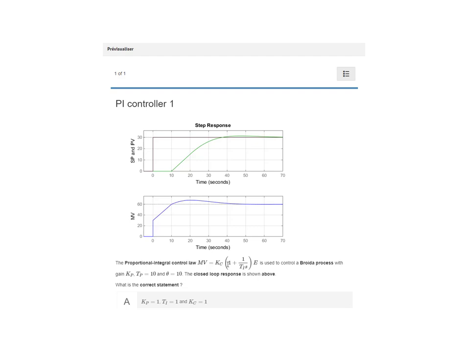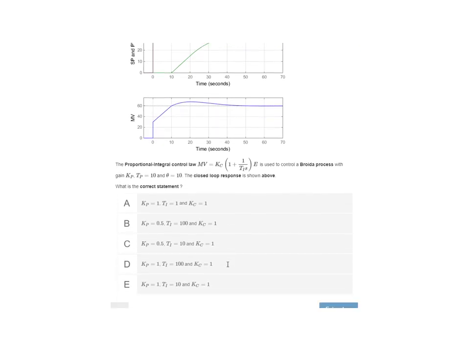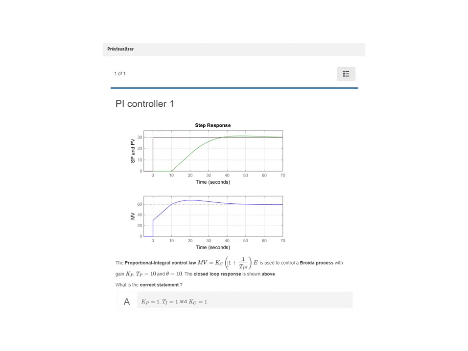I will show the question, and as usual, use the pause, rewind and forward buttons to find the solution, and try to do this by yourself first. So these are the correct statements, and here you see the response again. Okay, so it's time for pause.